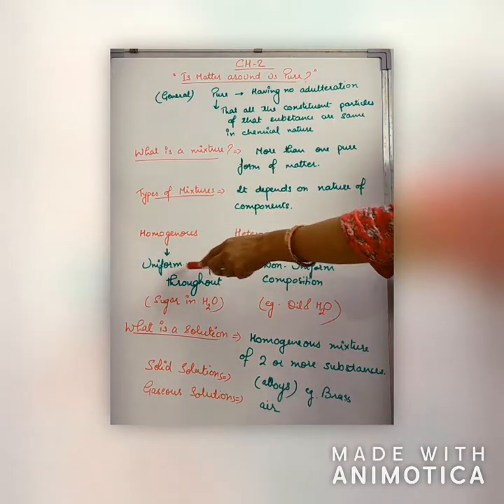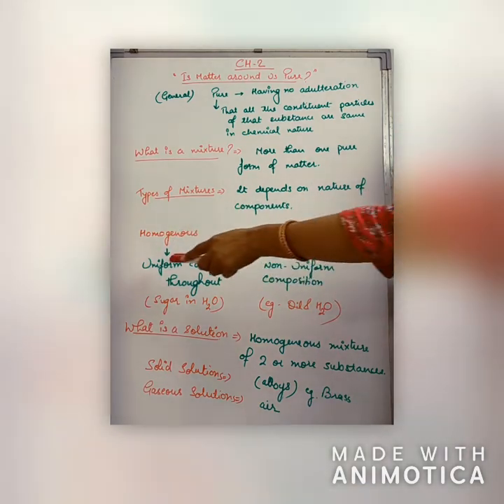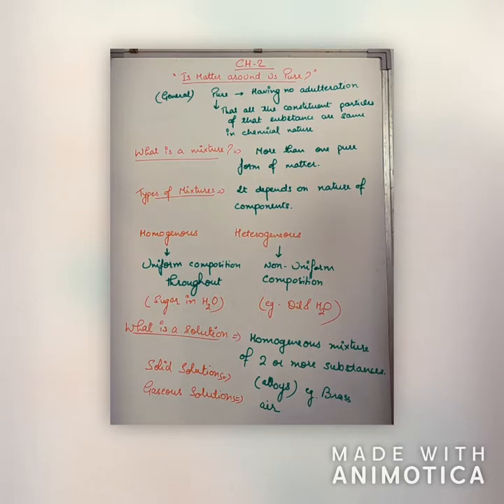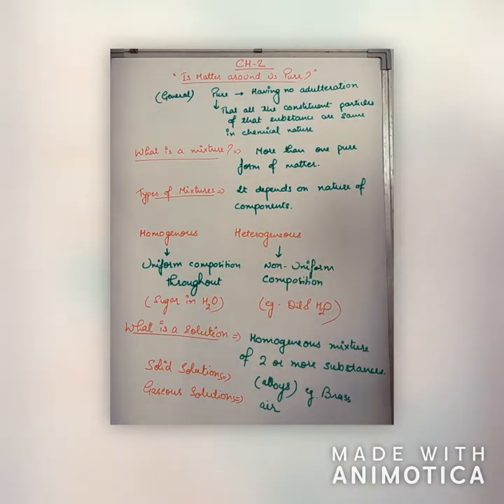If the uniform composition is present throughout, then we call it a homogeneous mixture. When the same combination is not present, that means if we observe a non-uniform composition, we call it a heterogeneous mixture. For homogeneous mixtures, you can take so many examples like sugar in water, salt in water, table salt, right? I'm talking about the table salt you consume in your day-to-day life. It is nothing but NaCl, right? In terms of chemistry, it is NaCl.